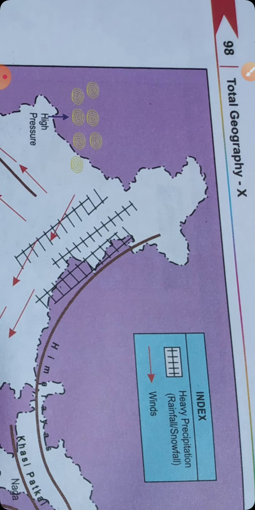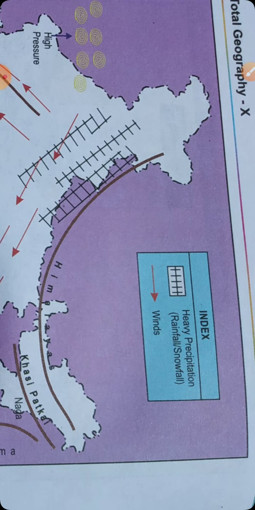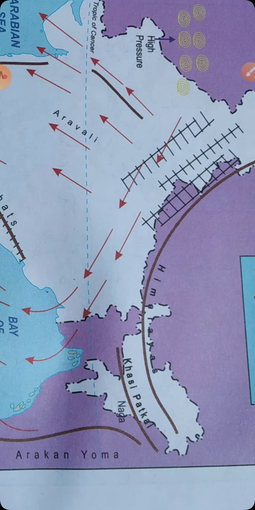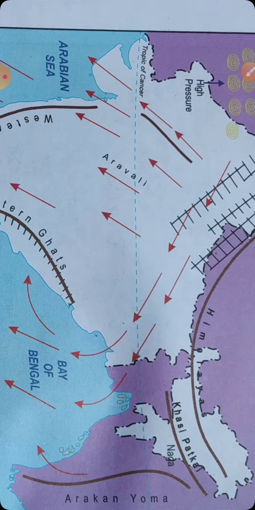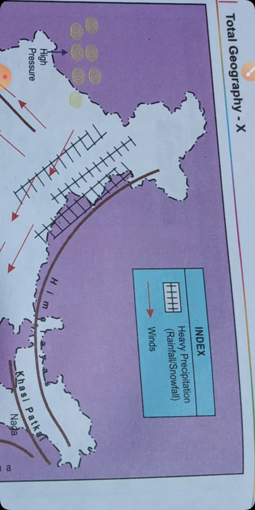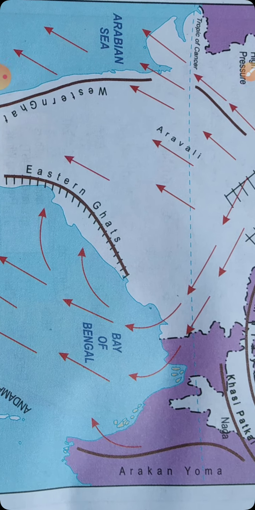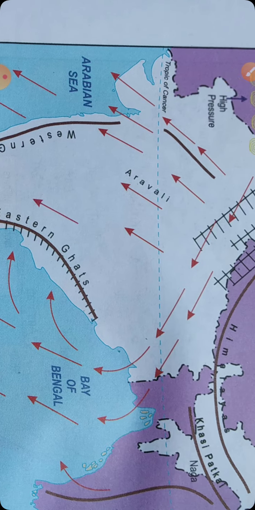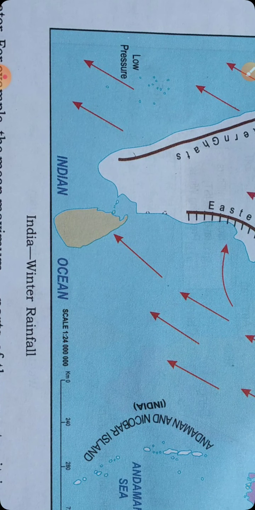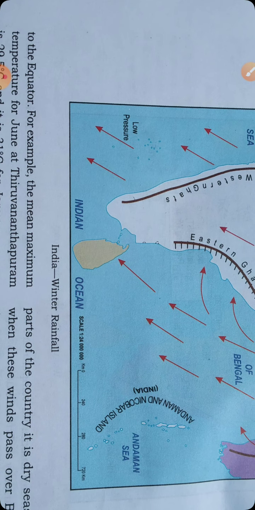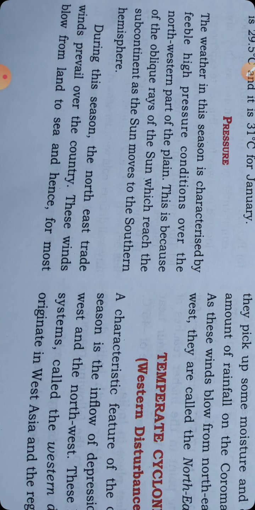Before observing the pressure, you see here we have an important map. It shows heavy precipitation and rainfall, and winds in different parts. Heavy precipitation is shown by these lines, and the red arrows show the direction of winds in different parts of India. So this is one of the important maps. This you can practice, India winter rainfall. This can be important for you. So let us see now pressure.